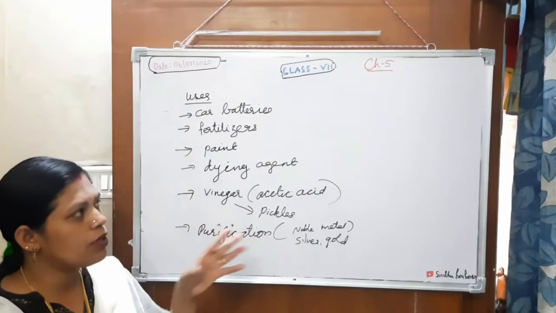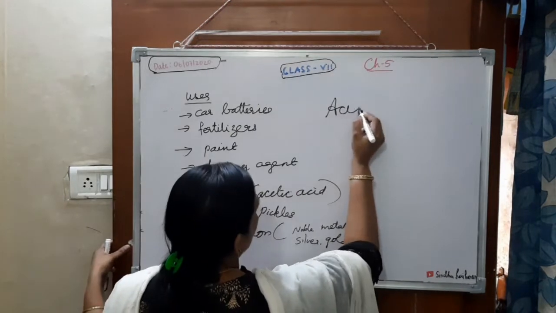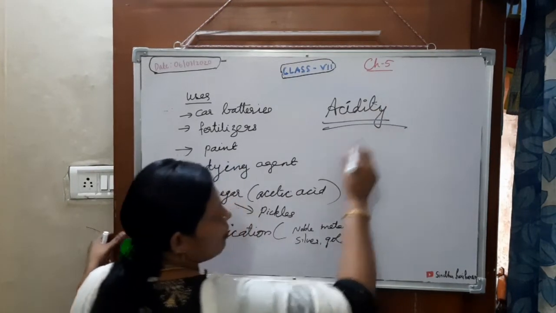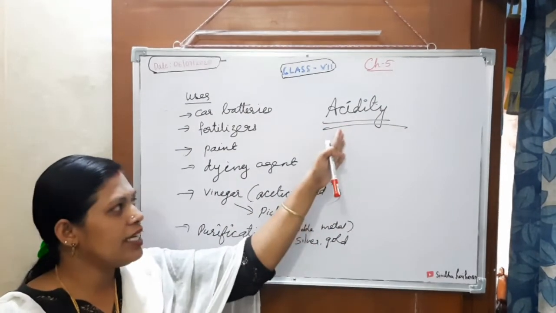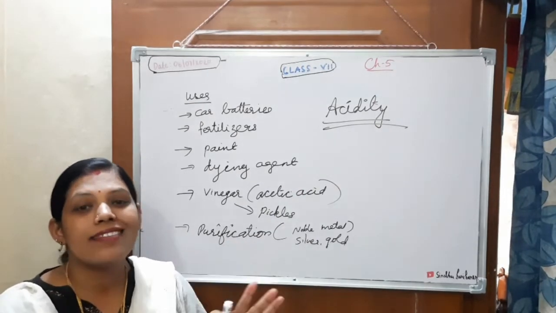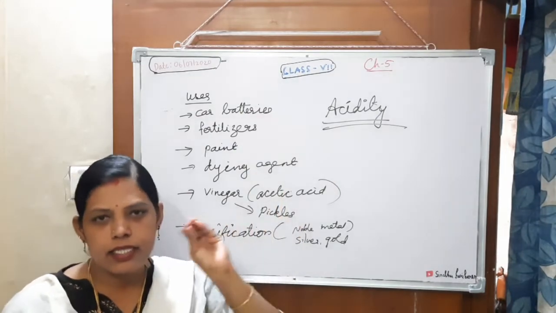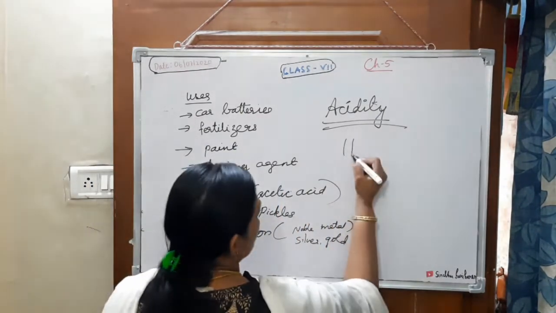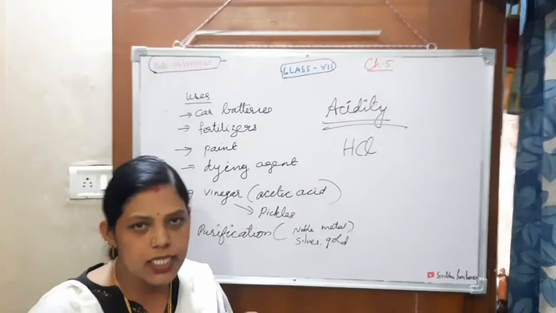And now one more thing I will explain, that is acidity, okay? You may have heard about this, acidity. Many people are getting this problem, right? Acidity. What is this acidity? Actually here acidity means excess secretion of acid in our body. That means generally, which acid is produced in our stomach? Hydrochloric acid, right? Hydrochloric acid is produced in our stomach.